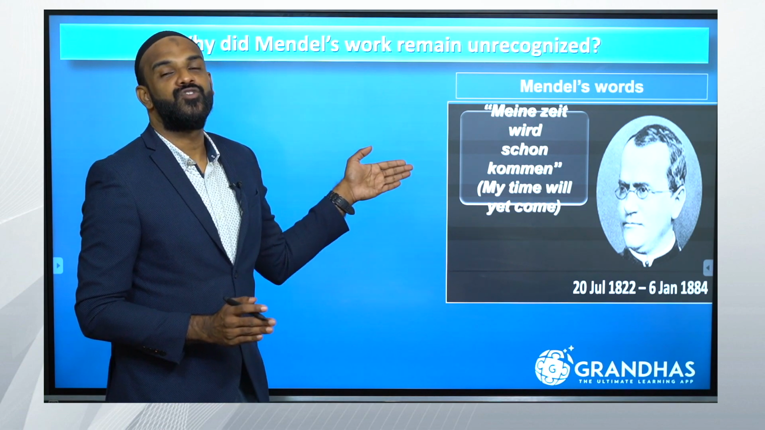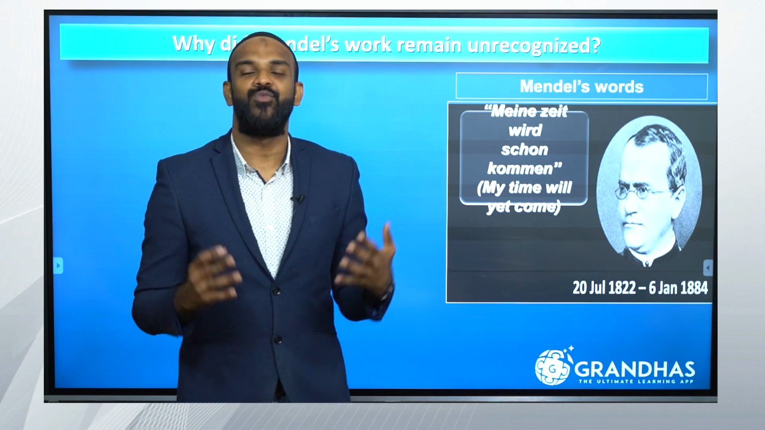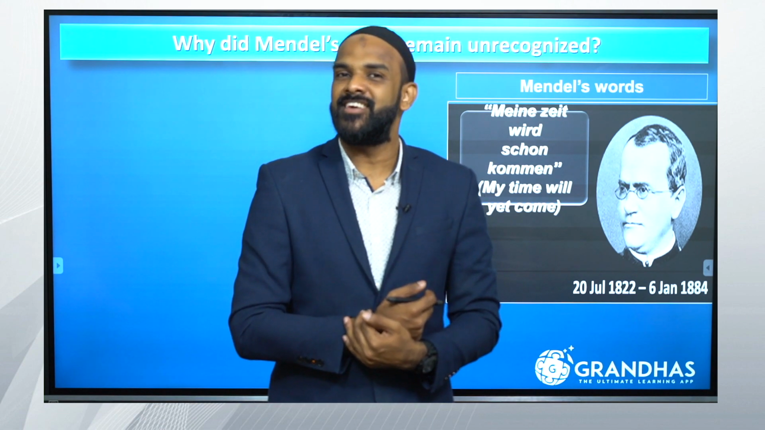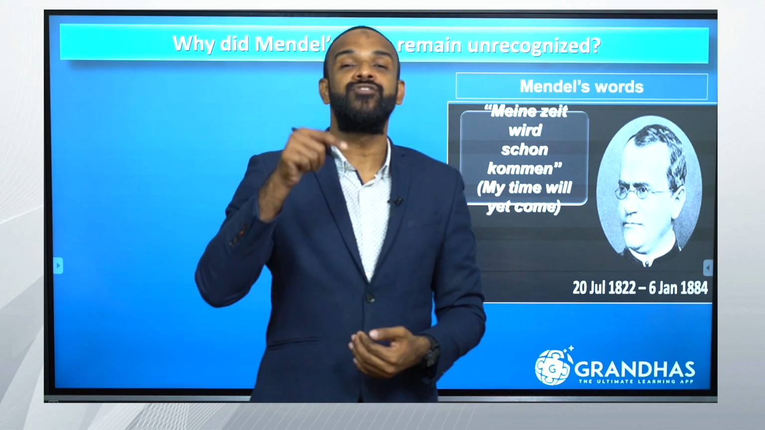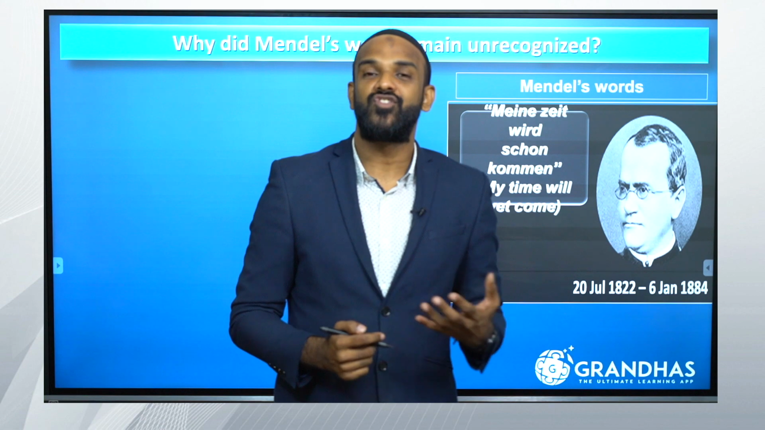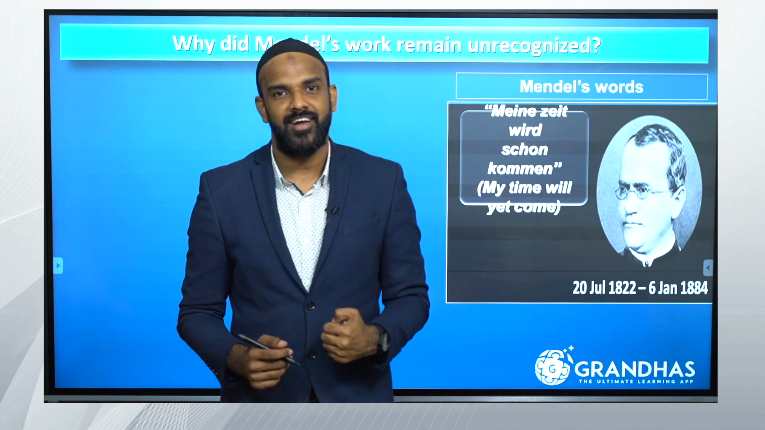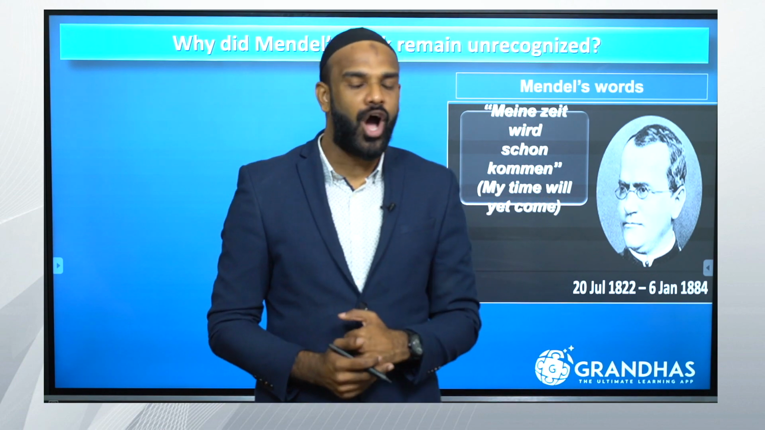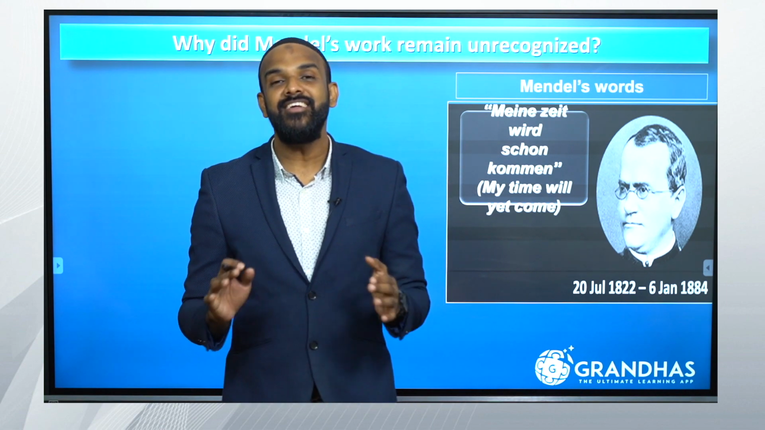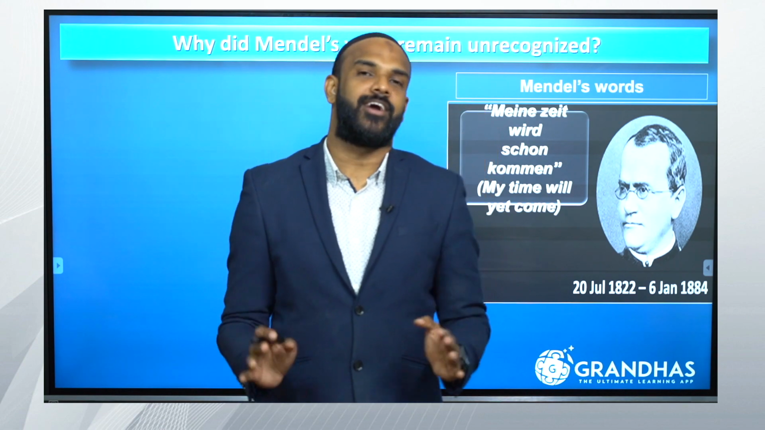Meine Zeit wird schon kommen. The meaning is like this: my time will yet come. My dearest students, Mendel was born in 1822 and today in 2021 we learn about Mendel. That was Mendel's time. So it took years and years to get approval for his work. So whenever your work is not approved, when it goes unrecognized and unsung, never worry. Each and every man in this world has his own time and that time will come.